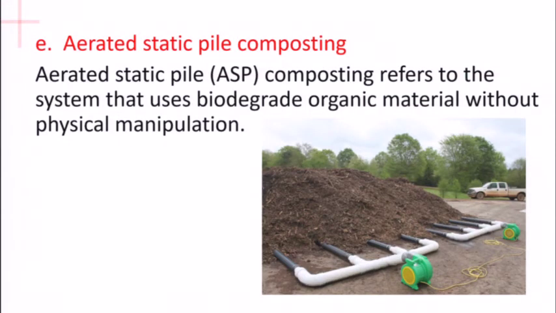Aerated static pile composting. Aerated static pile composting, or ASP composting, refers to the system that uses biodegradable organic material without physical manipulation. The composting occurs through controlled aeration. With regard to complexity and cost, aerated systems are the most commonly used simple systems. Aerated static piles offer process control for rapid biodegradation.